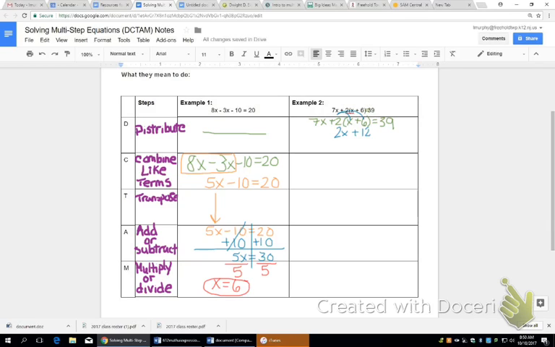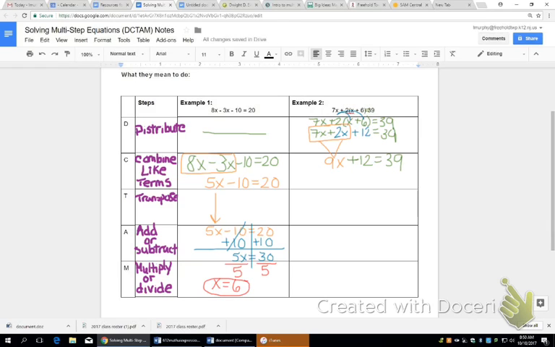So now we have 2x plus 12, because remember, you have to distribute to both terms. Now I bring down the rest of my equation that I didn't do anything with yet. So I still have my 7x. That 2 is positive, so that's a plus sign, equals 39. So 7x plus 2x plus 12 equals 39. Our C stands for combine like terms, and if I look on the left side of my equal sign, I do have 7x and 2x, so those would be like terms. 7x plus 2x gives us 9x, and then we still have plus 12 equals 39.